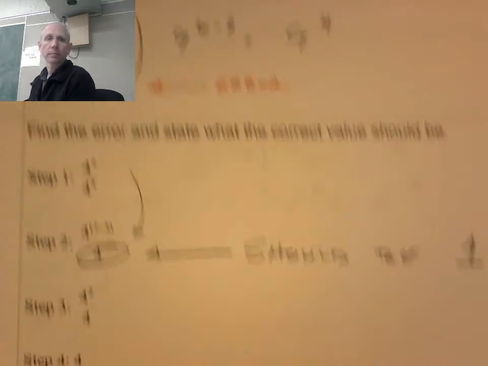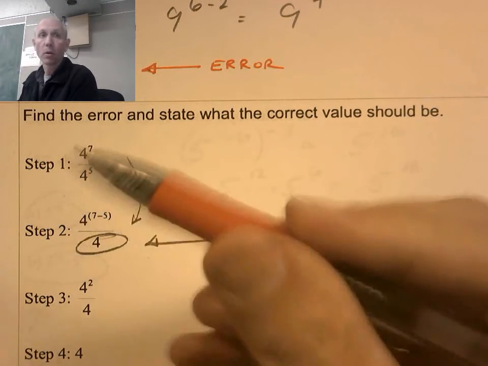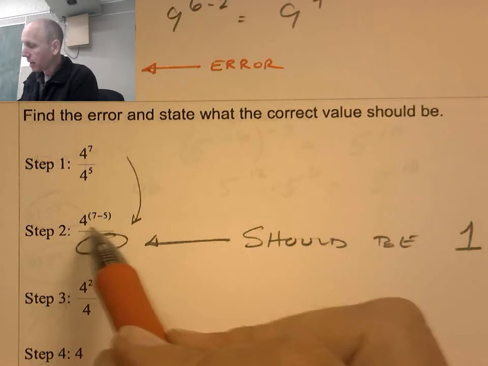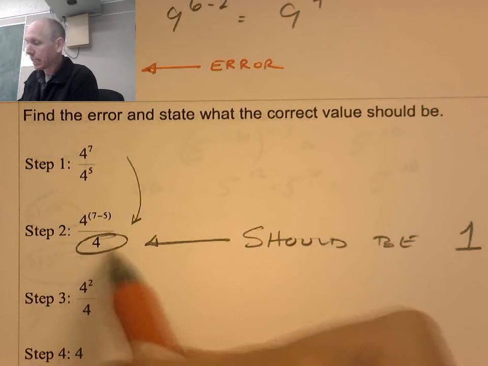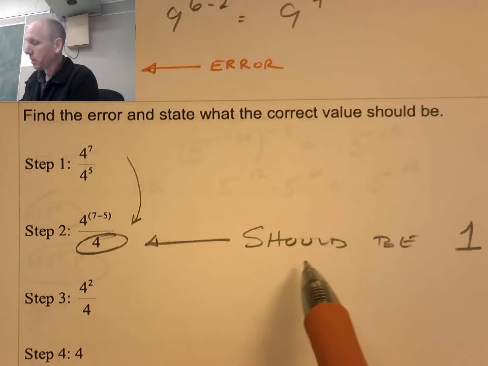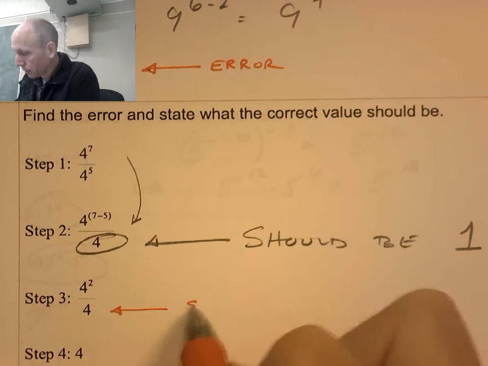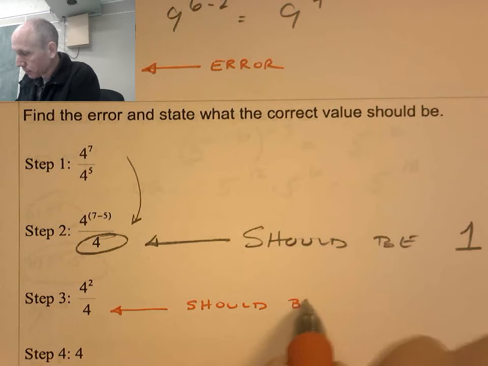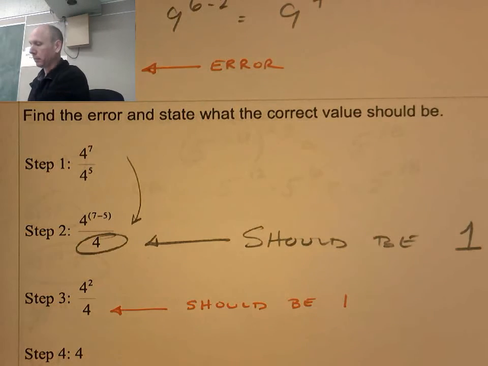Let's do it again. So 4 to the 7th over 4 to the 5th. That's going to be 4 to the 7 minus 5, which is 4 to the 2nd over 1. But I have it as 4 to the 7 minus 5 over 4. That guy shouldn't be a 4 anymore. It should be a 1. This guy right here should be 1. So my actual final answer should just be 4 to the 2nd.